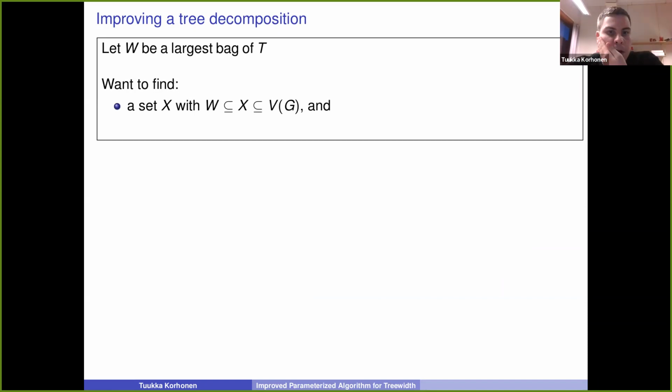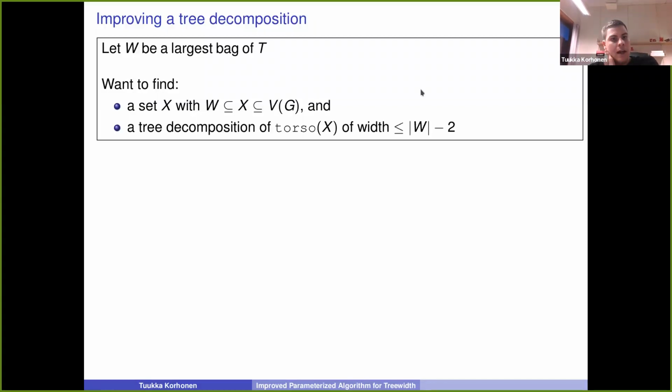And now what we want to find to improve it is a set of vertices X that is a superset of this W, and we want to find a tree decomposition of a graph called the torso of X. I will soon explain this definition of torso for those of you who don't remember it. And we want this decomposition of torso X to have width at most |W| minus 2. This is a convoluted way, because of this minus 1 in the definition, of saying that this tree decomposition of torso X should have strictly smaller width than the tree decomposition T. The width of T is |W| minus 1, so we want this width at most |W| minus 2.